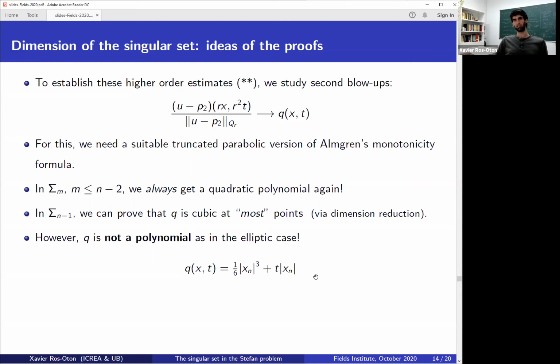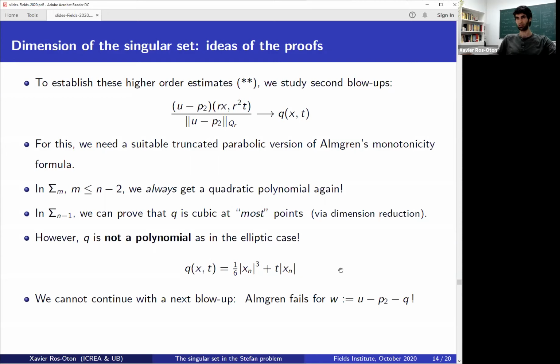But on each side, on x_n positive and on x_n negative, it's a caloric function with a wedge on x_n equals 0. Okay, so this is a big difference, and this means that we can prove that if you try to continue doing blow-ups, which is something we do in the elliptic setting, so if you try to do an X blow-up, say u minus p_2 minus q, this is something we do in the elliptic setting to get higher order expansions or a higher order understanding of the singular set. And this completely fails in the parabolic setting. So this cannot work because Almgren fails for this function.